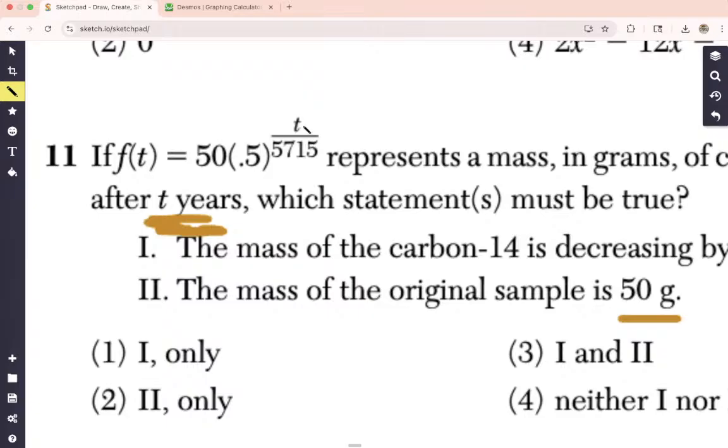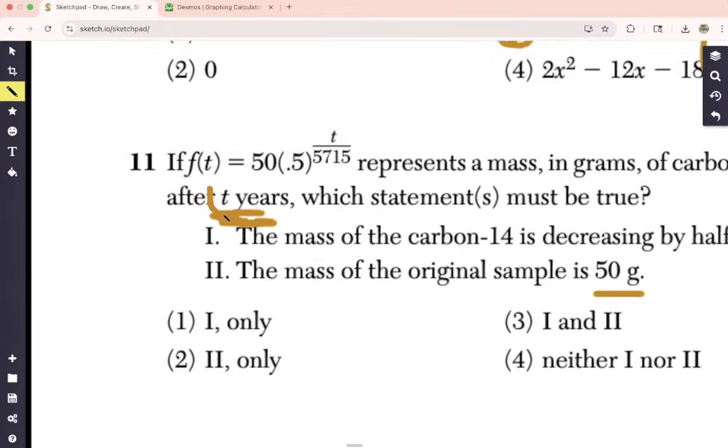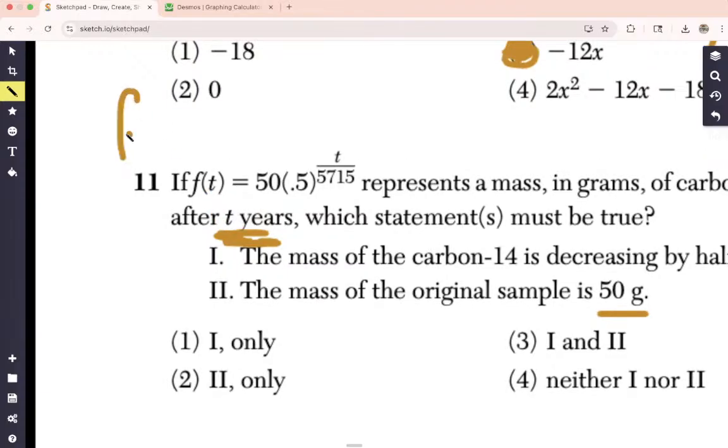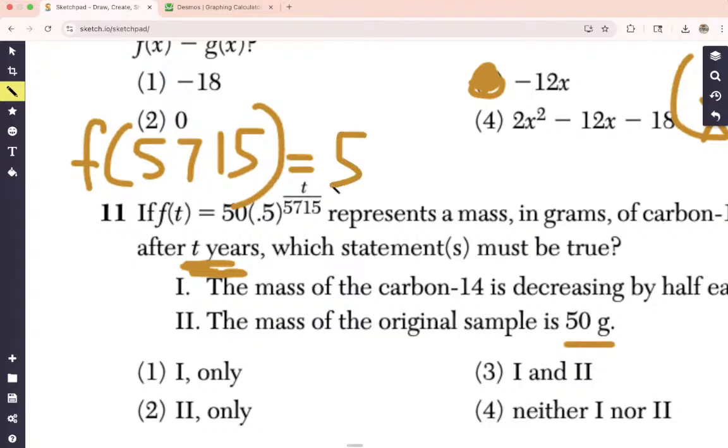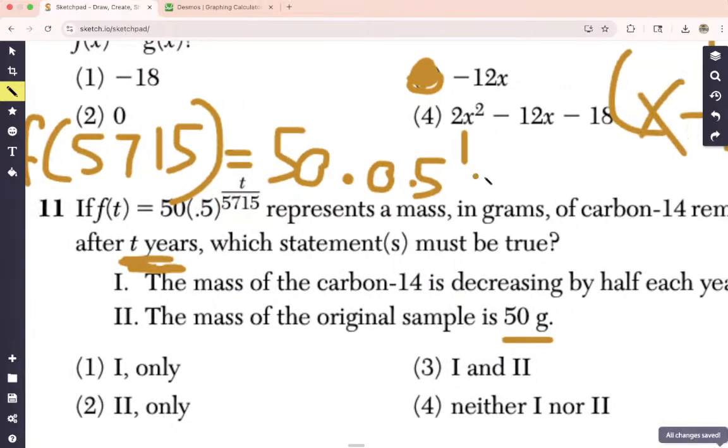So if t is in years, that means that f of 5,715 is going to be equal to 50 times 0.5 to the 5,715 over 5,715, so that's just going to be to the first power, right? Because 5,715 divided by that, the same thing, is equal to 1. So this is going to be equal to 25.